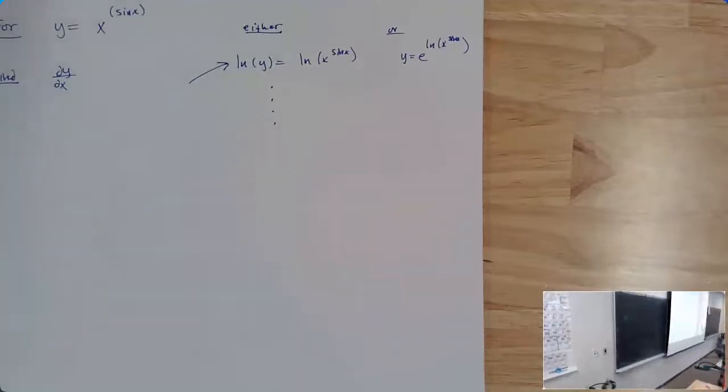Your answer should be something like x to the sine of x times sine of x times 1 over x plus the sine of x and natural log of x, something like that. I think. Yeah.